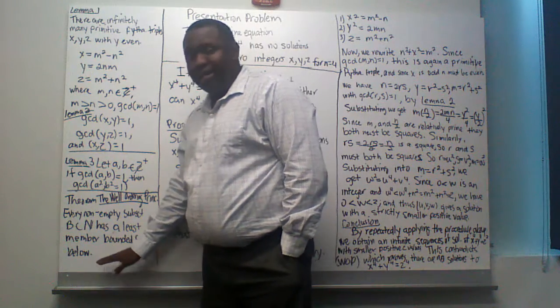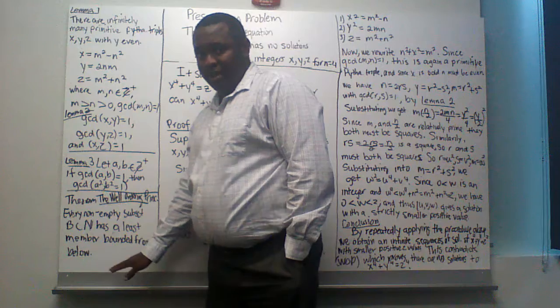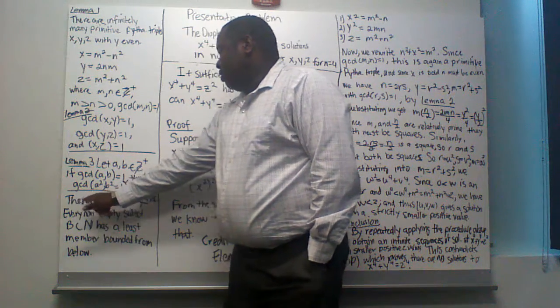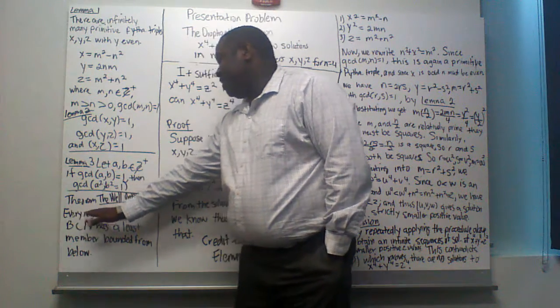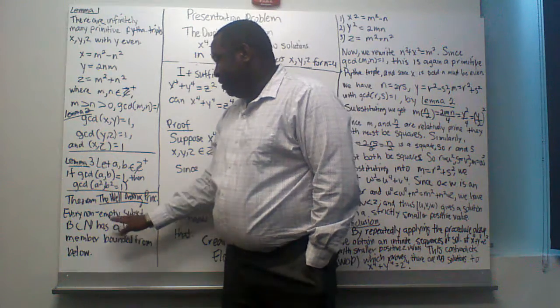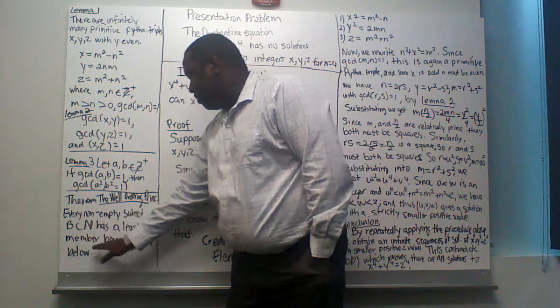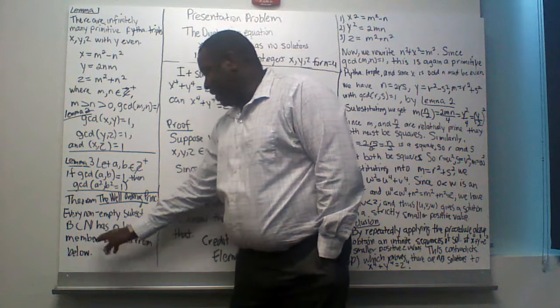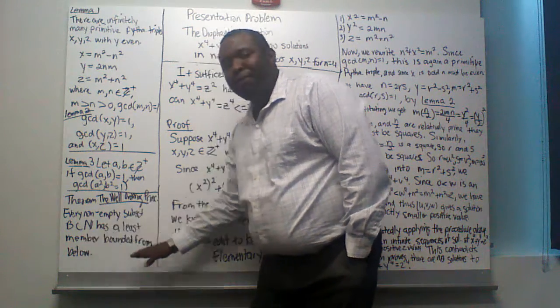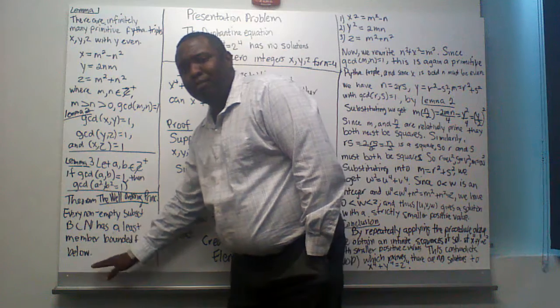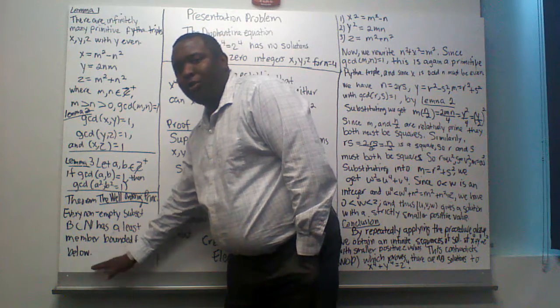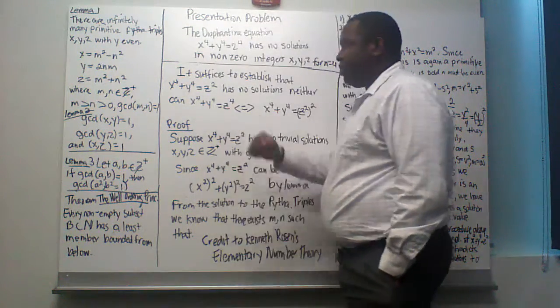This is the big daddy of them all. This is the one that seals the deal. It states that every non-empty subset B of N has a least member bounded from below. So that's, again, each of these has a member bounded from below. So that means it's the minimum thing. It can't go lower than 0. Okay? So here we go. Here's the proof.